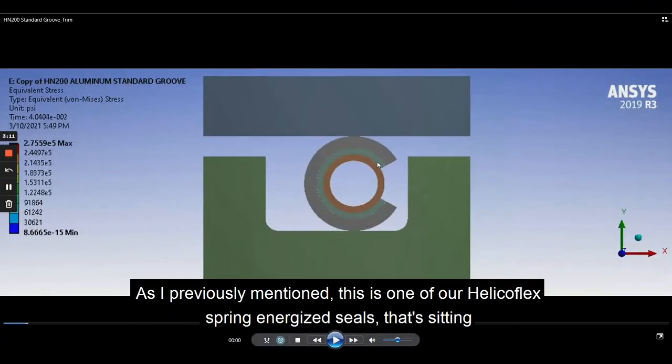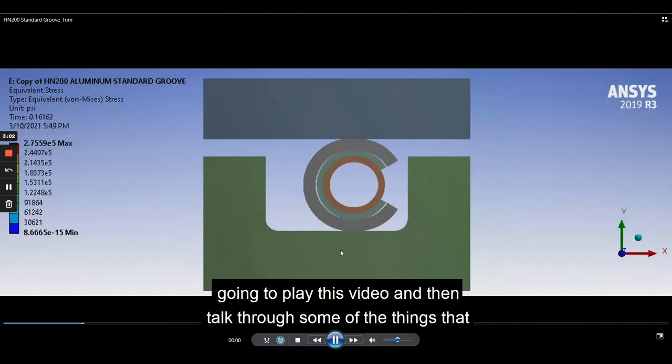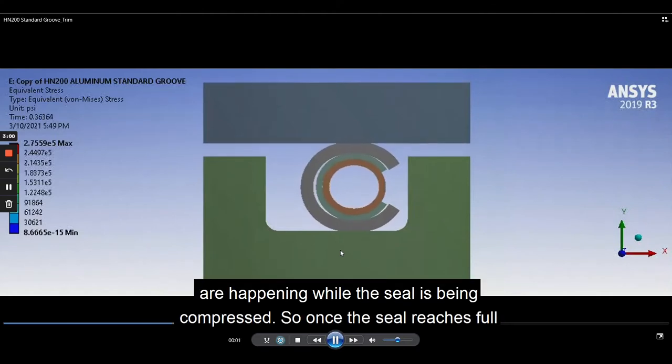As I had previously mentioned, this is one of our HelicoFlex spring energized seals that is sitting in a typical groove that we would recommend for its size. And what I'm going to do is play this video and then talk through some of the things that are happening while the seal is being compressed.